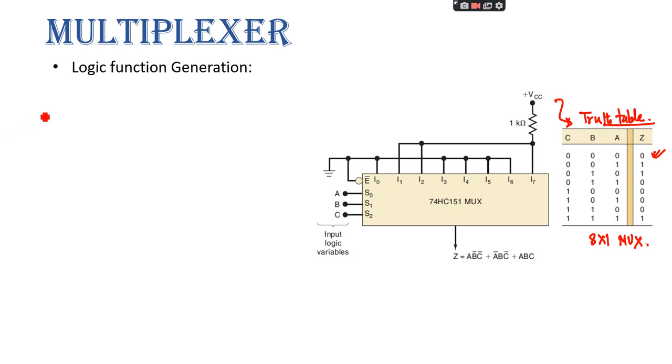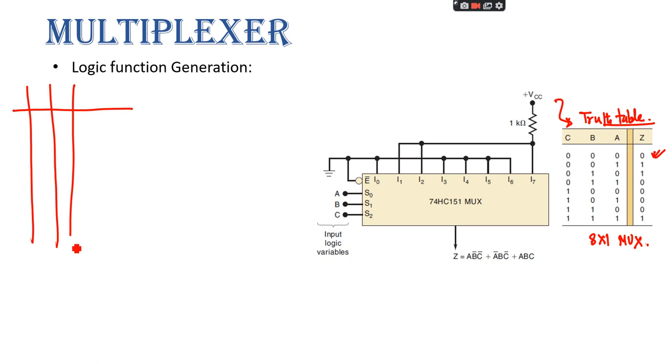So first, my truth table is what? The truth table should have 3 inputs, right? What is that? C, B, and A, and the function output is Z. So 0 0 0, I am writing it: 0 0 0, 0 0 1, 0 1 0, 0 1 1, 1 0 0, 1 0 1, 1 1 0, and then 1 1 1.